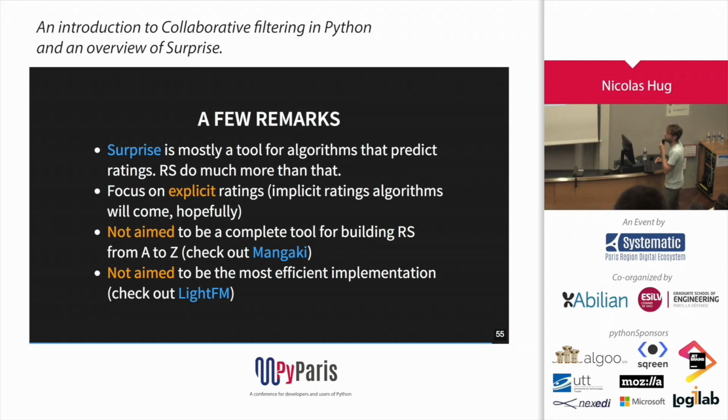And last thing, for now, mostly explicit ratings algorithms are implemented. Explicit ratings are like 1, 2, 3, 4, 5, stuff like that. And implicit ratings are usually binary ratings, like this user has clicked on this ad, etc. The algorithms are quite different for explicit ratings and for implicit ratings. So I'm trying to work on implicit ratings now.